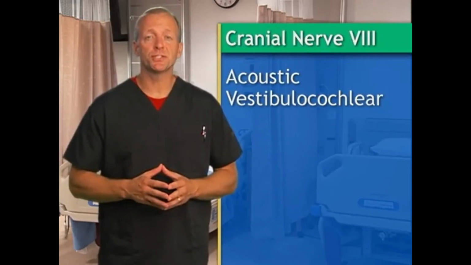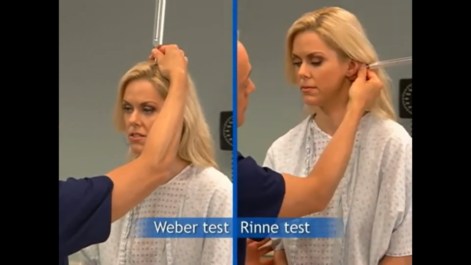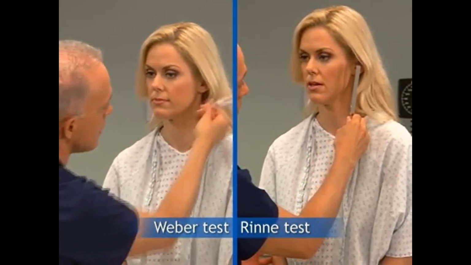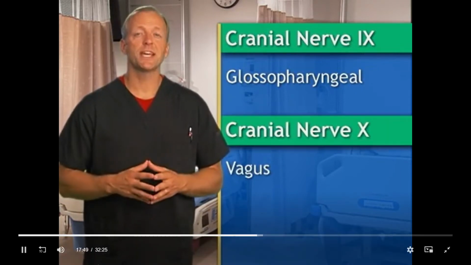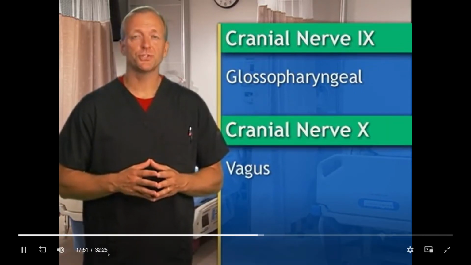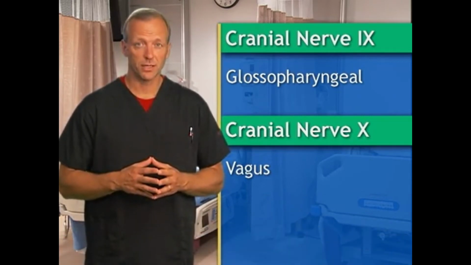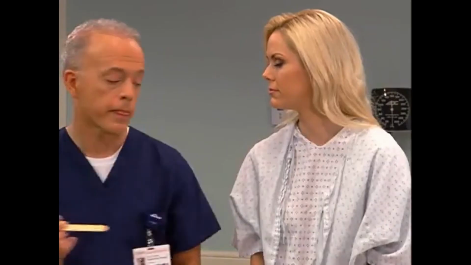Good. Cranial nerve 8, the acoustic vestibulocochlear nerve, controls hearing. This nerve is assessed by conducting the Weber test and the Rinne test. Both tests are demonstrated fully in Volume 3 of this video series. Cranial nerve 9 is the glossopharyngeal nerve. Cranial nerve 10 is the vagus nerve. These nerves control swallowing, the rise of the palate, and the gag reflex. Nerve 10 also controls aspects of voice and speech.